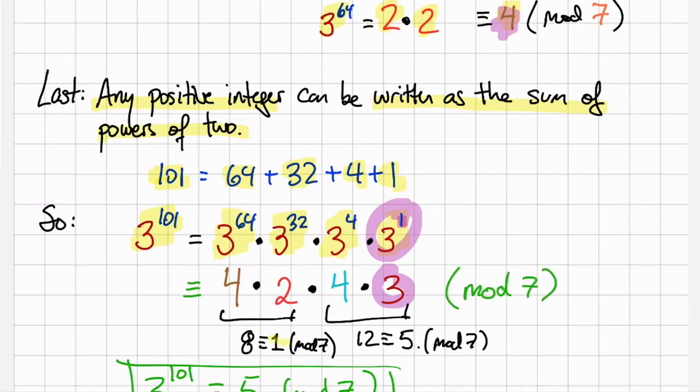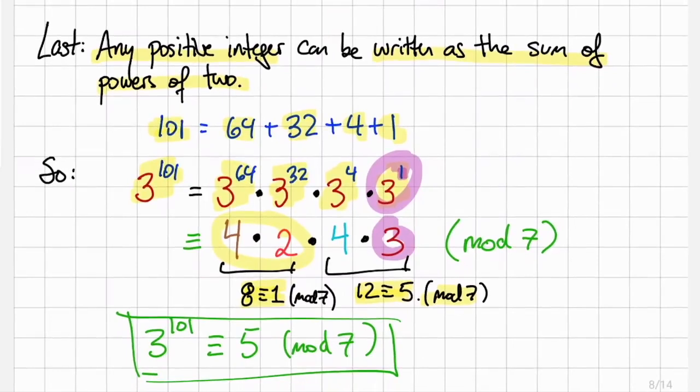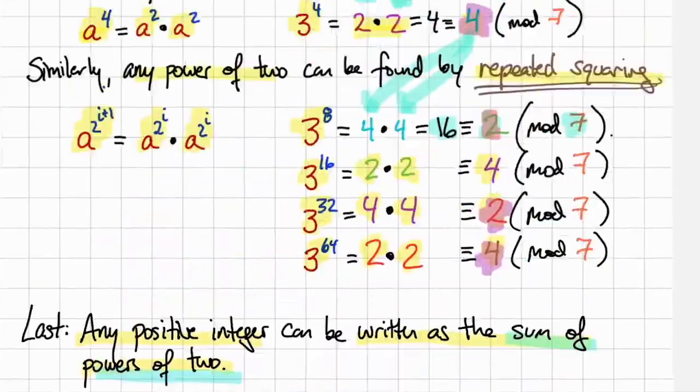Now we apply techniques from the previous video. 8 is equivalent to 1 mod 7, so 4 times 2 is equivalent to 1 mod 7, and 4 times 3, or 12, is equivalent to 5 mod 7. So through those calculations, we've shown that 3 to the 101 power is equivalent to 5 mod 7. So what did we do? We took this exponent, we broke it down as the sum of powers of 2. We then repeatedly squared 3 until we got to 3 to the 64th. Then we had all the information necessary to compute the congruence.